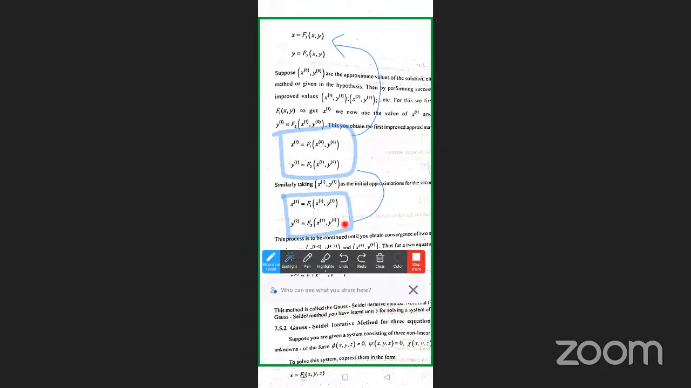So next we have to find out the third approximation values. So substitute second approximation values here. X3 is equal to F1 of X2 comma Y2. Y3 is equal to F2 of X3 comma Y3. So these are the third approximation values. So continue this process until any two iterations are nearly equal, up to 3 decimal places or 2 decimal places. So this is the iteration process.